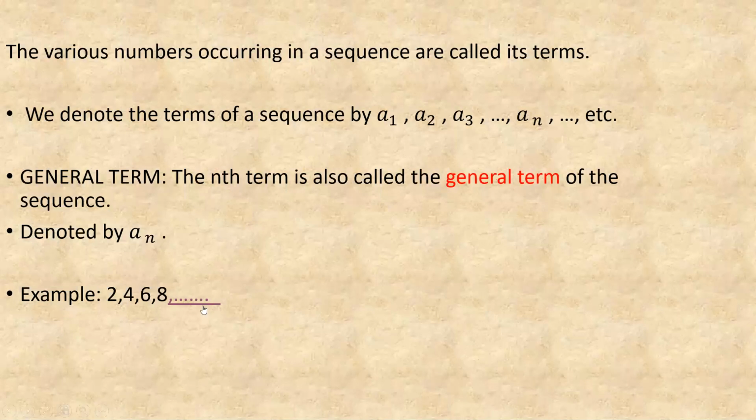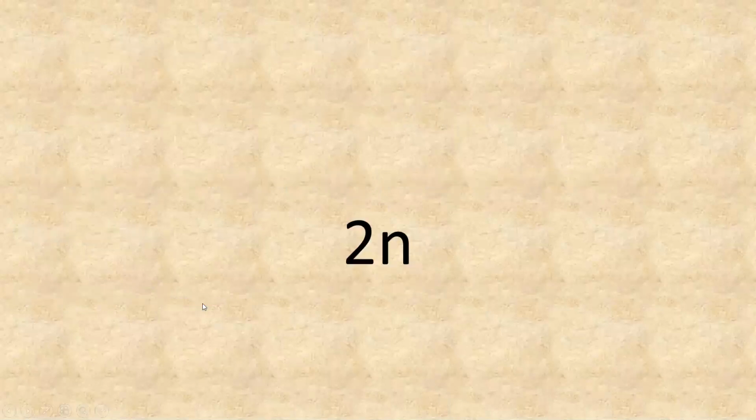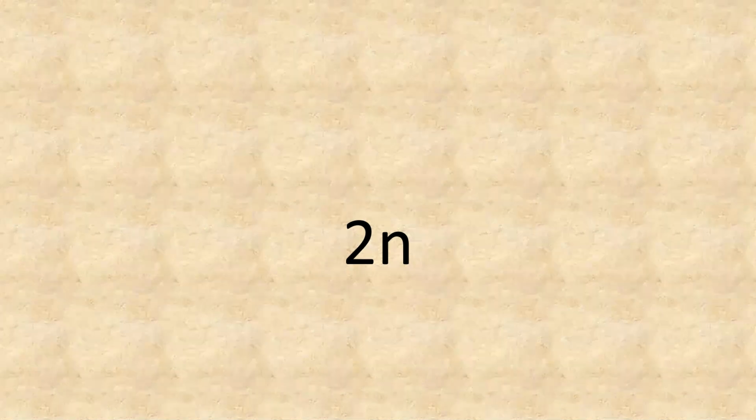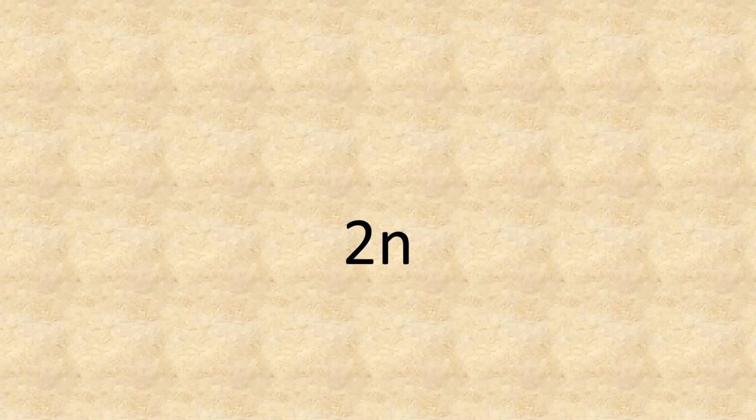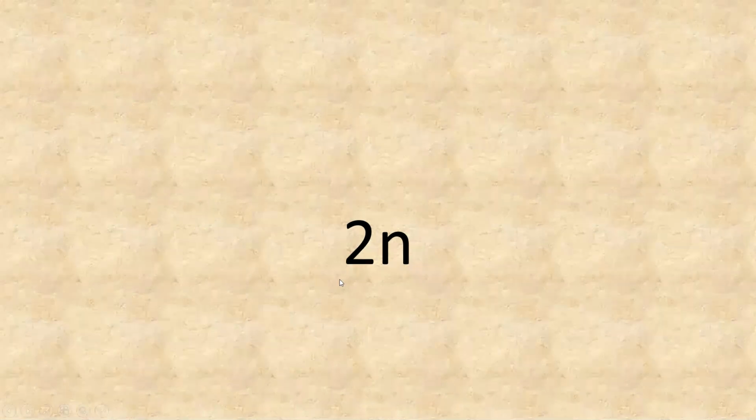That means if I need to find out any term, now with the help of 2n, can I find out the 10th term? What will be the 10th term? 20. Very good. What will be the 100th term? 200. So with the help of general term, we can find out any term of the sequence. Therefore, general term is very, very important in the concept. Clear to you all? Yes, ma'am. Okay, next.